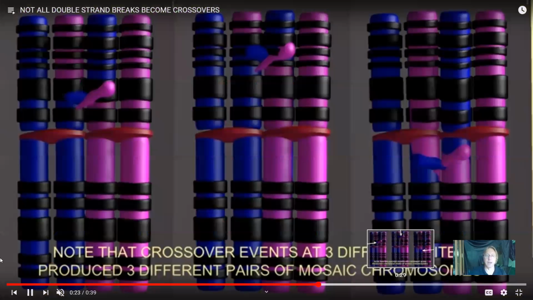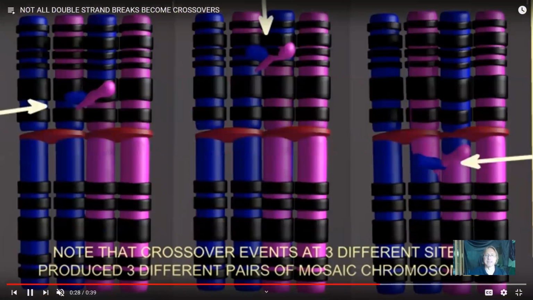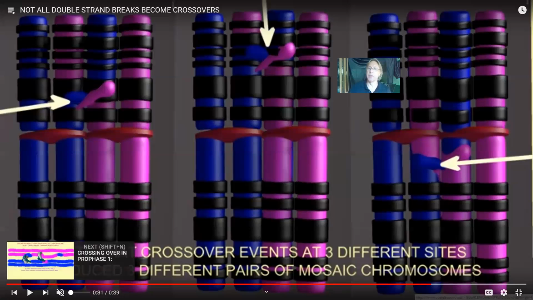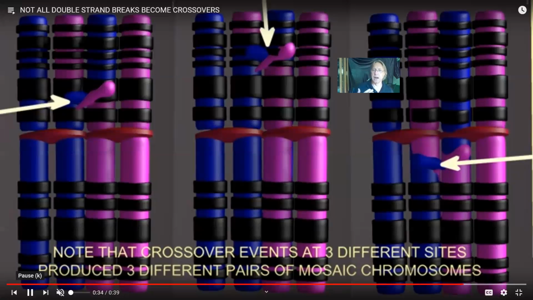But that way, note that the crossover events at 3 different sites can produce 3 different sets of mosaic chromosomes. So let's say these are 3 different primary spermatocytes undergoing spermatogenesis, all of them will develop a break point here, here, and here. But maybe this one only does a cross bridge here, which makes these chromosomes. And notice where the pinks and the blues are. If this one does it here, notice where the pinks and the blues are. If this one does it here, notice where the pinks and the blues are. And so thus there will be different mosaic chromosomes resulting in 3 different spermatocytes, which are beginning meiosis.